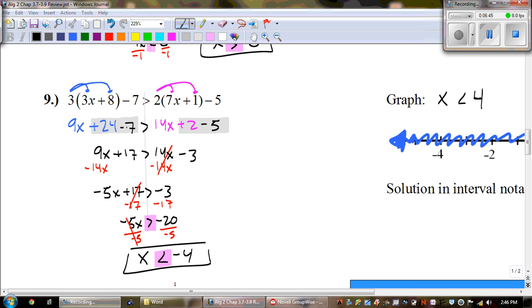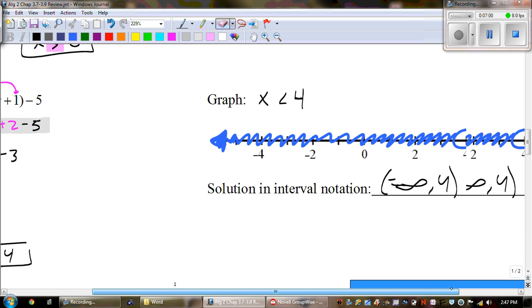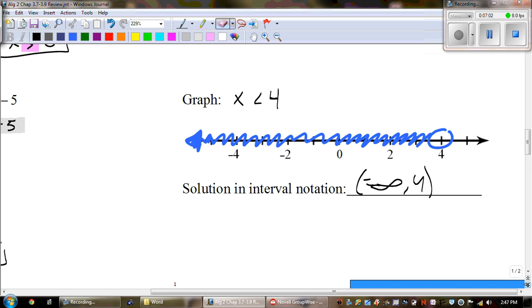Okay, so you should have subtracted 17 from both sides. Divided by negative 5, I divided by a negative, so I flip my sign. And then I get that x is less than, oh, not negative 4, 4. I had it right on the right side. Okay, so there's my graph. And then writing it in interval notation, we start at negative infinity, and then it goes to positive 4.